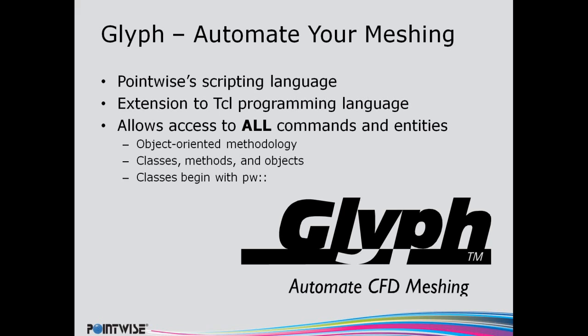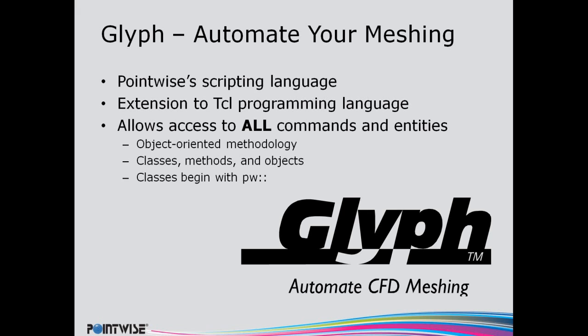In fact, Pointwise runs in two threads. There's a core where all the computations and calculations are done, and then there's a GUI which you interact with, and those two threads actually communicate through the scripting language. And so that's the benefit to you: everything you can do in the GUI you can do in Glyph, and you're essentially just intercepting those commands and sending them straight to the core.